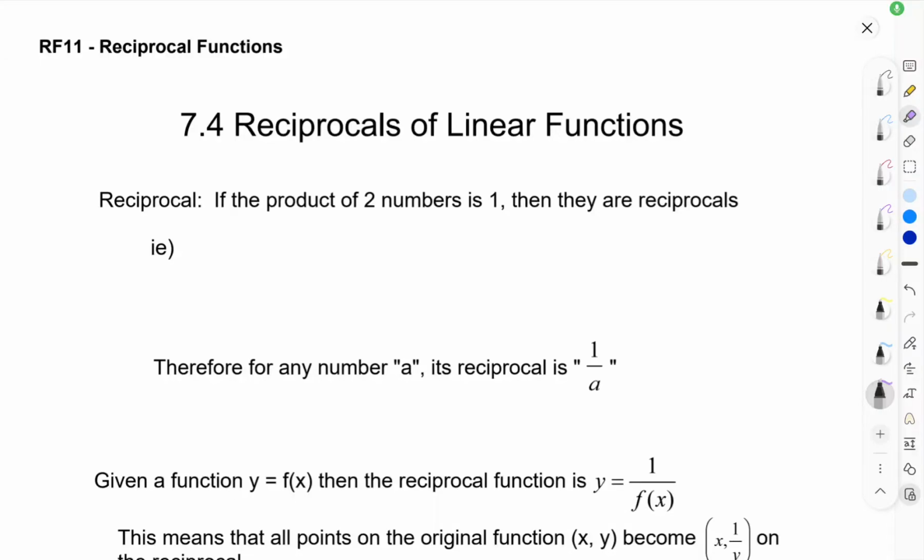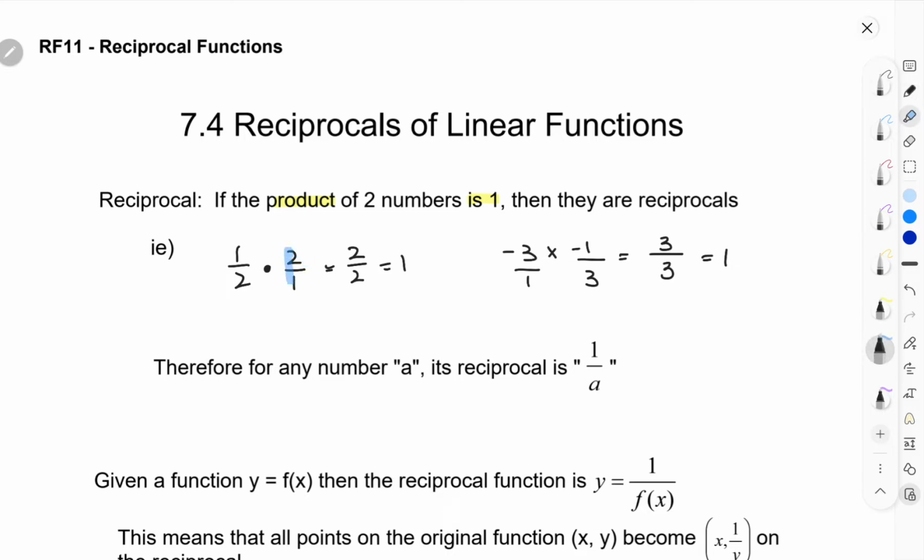At reciprocals of linear functions. So if you remember, what is a reciprocal? Well, a reciprocal are any two numbers where their product is 1. So 1/2 times 2 over 1 is 2 over 2, which is 1. If I have -3 and I multiply that by -1/3, multiplying numerators by numerators, I get +3, denominators by denominators, +3, which reduces down to 1.